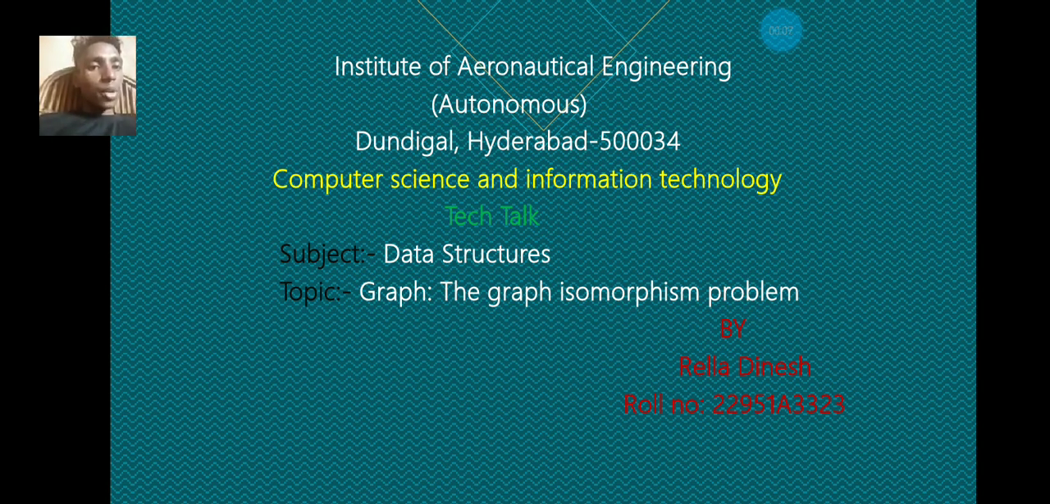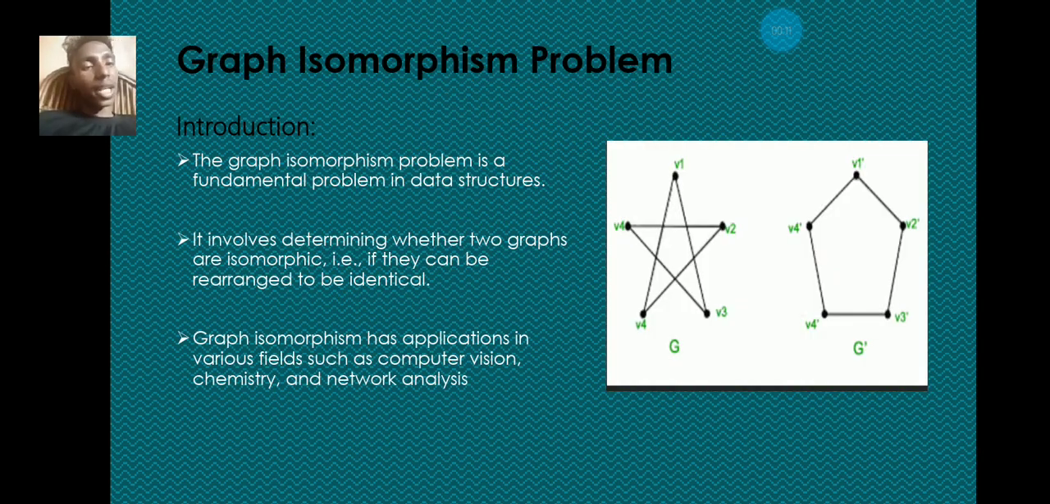My tech concept of data structures is the graph isomorphism problem. Let's see what the graph isomorphism problem is. Introduction. The graph isomorphism problem is a fundamental problem in data structures. It involves determining whether two graphs are isomorphic, that is, if they can be rearranged to be identical. Graph isomorphism has applications in various fields such as computer vision, chemistry, and network analysis.